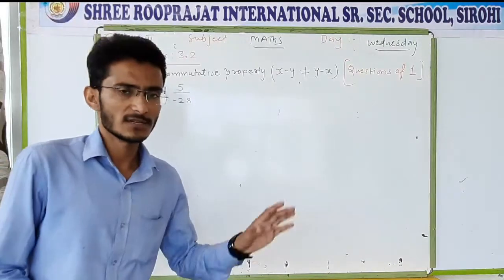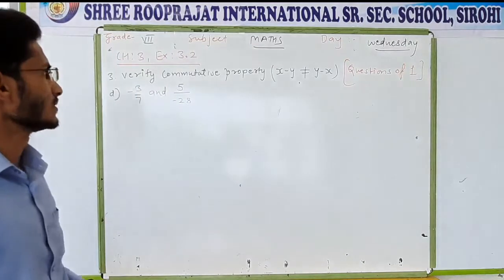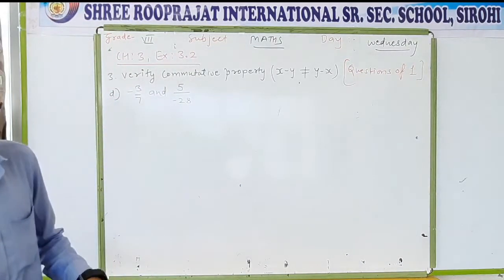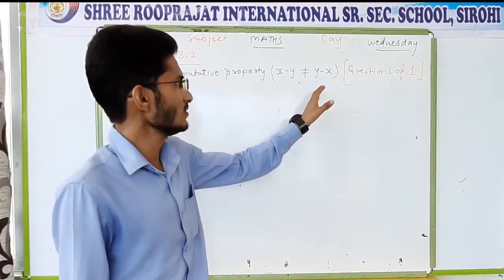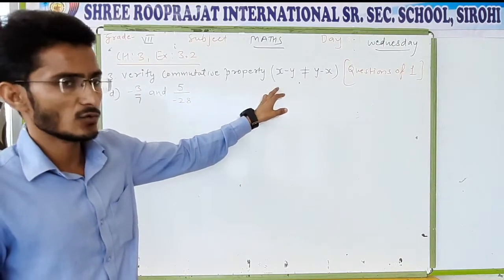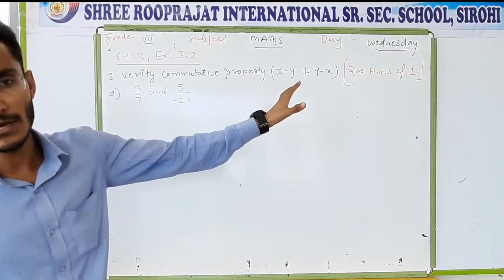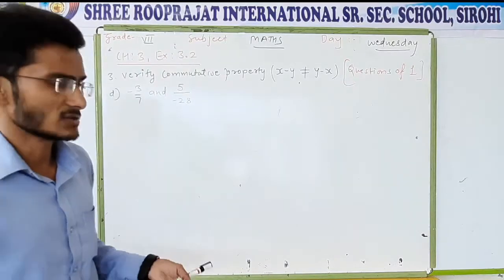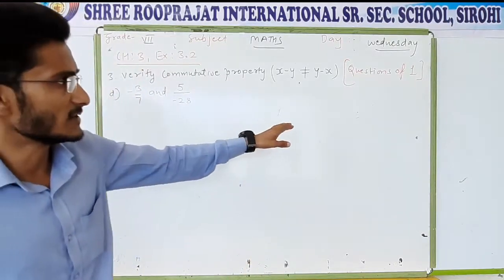Now the question number 3 of exercise 3.2. The question number 3 is verify a commutative property, which one is x minus y not equal to y minus x. That means if there are two numbers and we subtract those numbers in different order, we will not get the same answer. The numbers are not given here; you have to solve the question which one are given in question number 1.